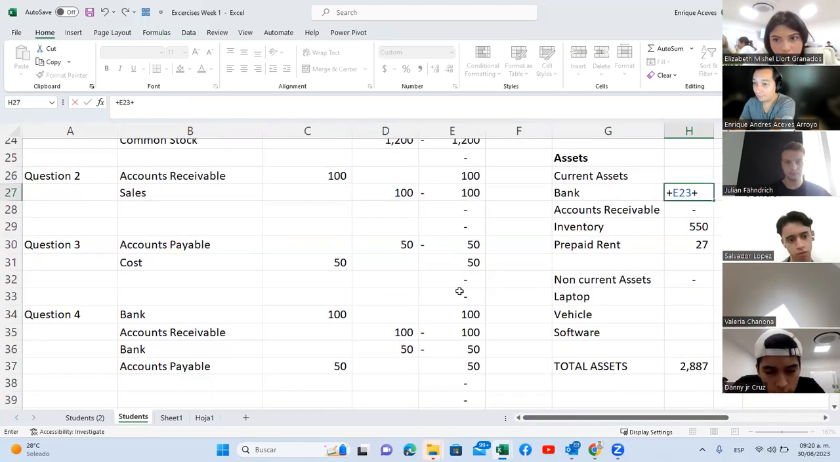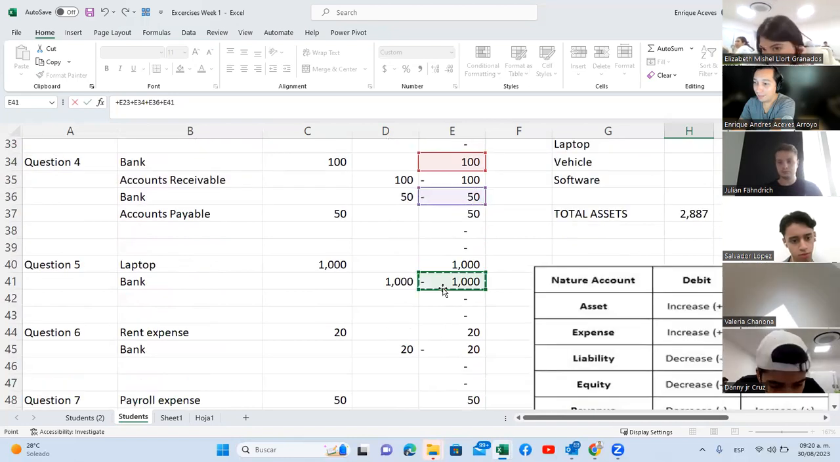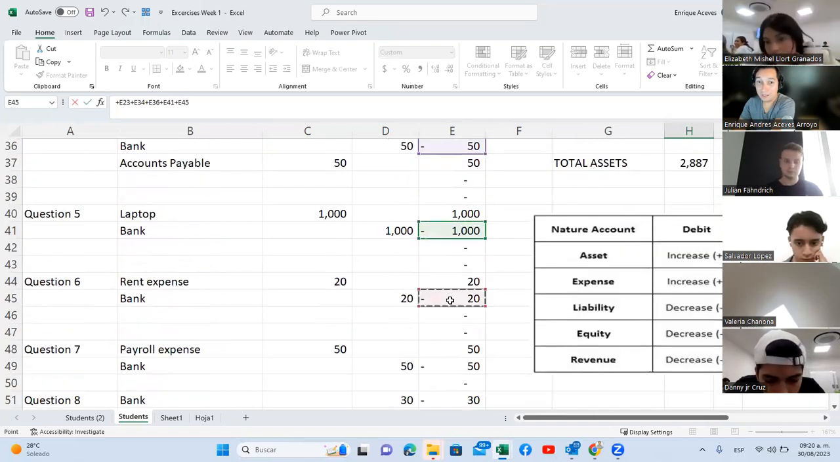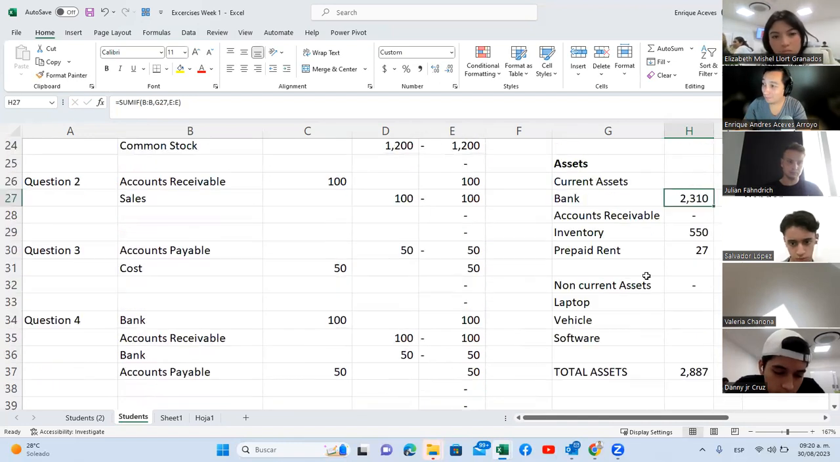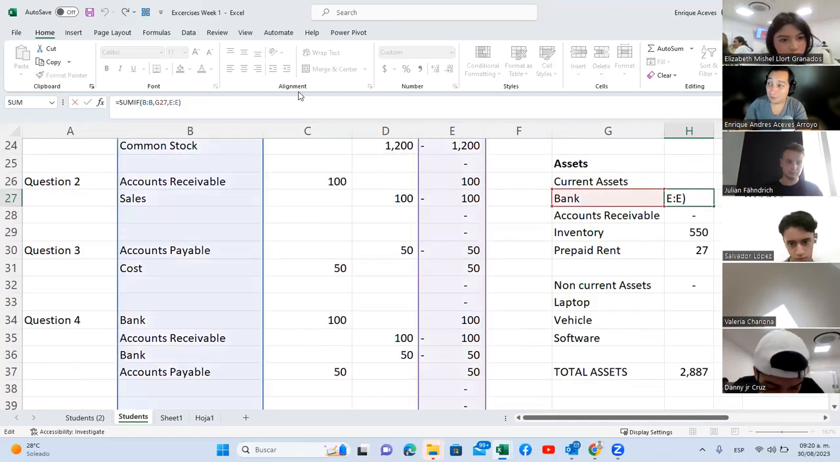Bank, bank, bank, bank. Okay? If you don't want to do that, learn this formula. It will help you. SUMIF, or if you have an Excel in Spanish, es SUMAR.SI.